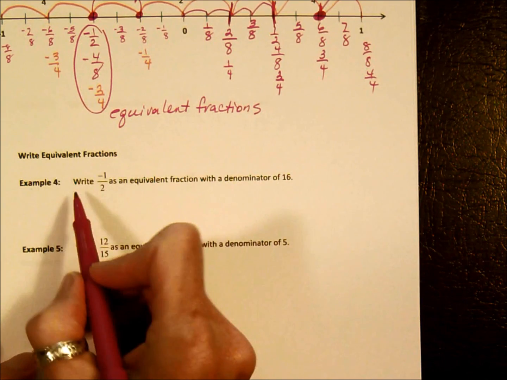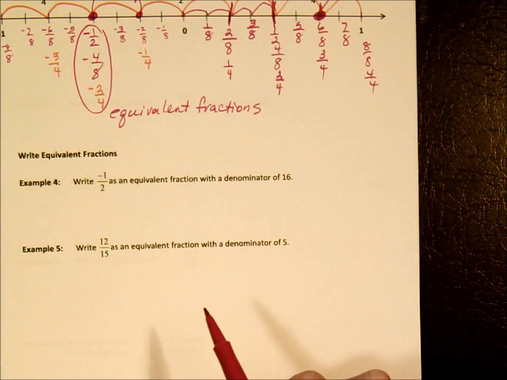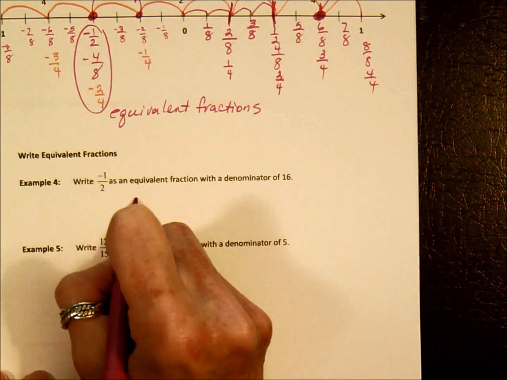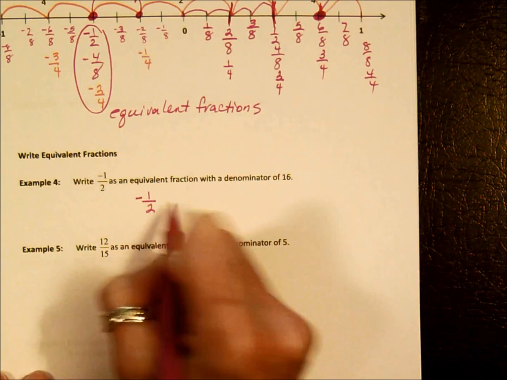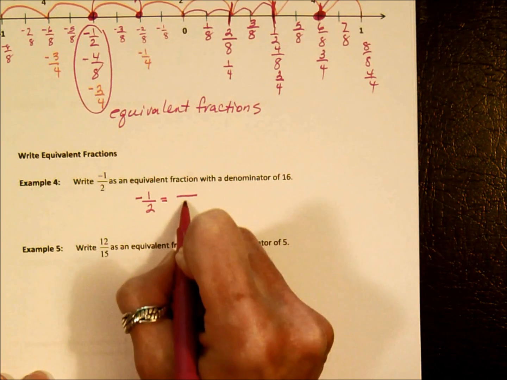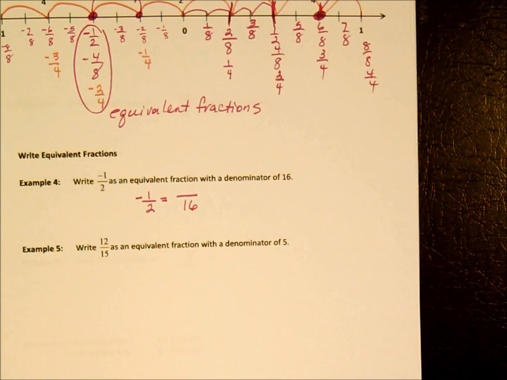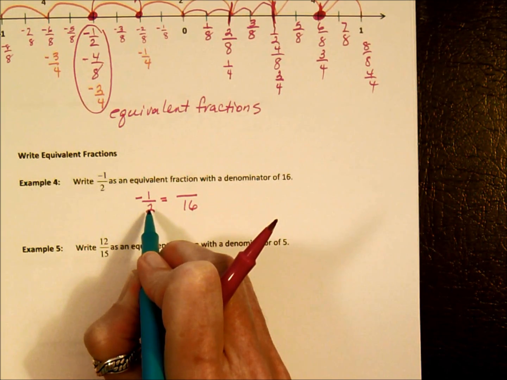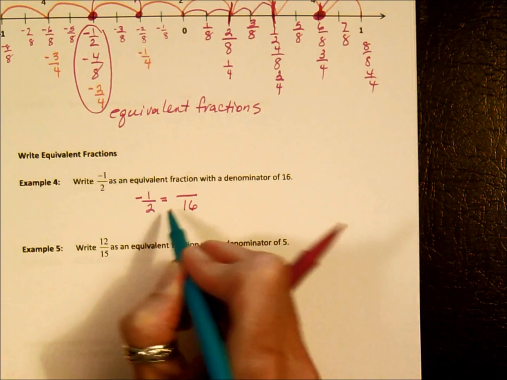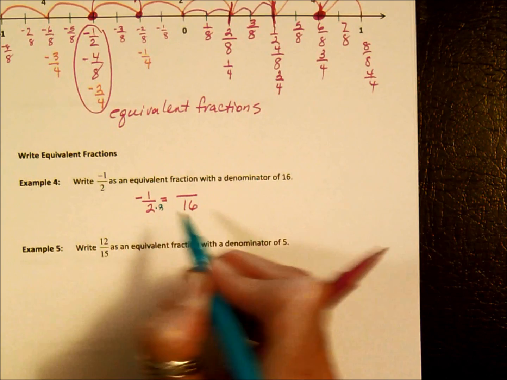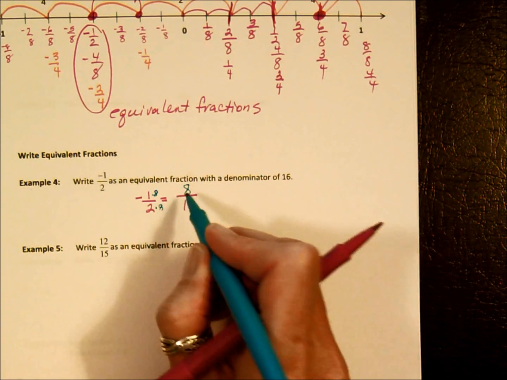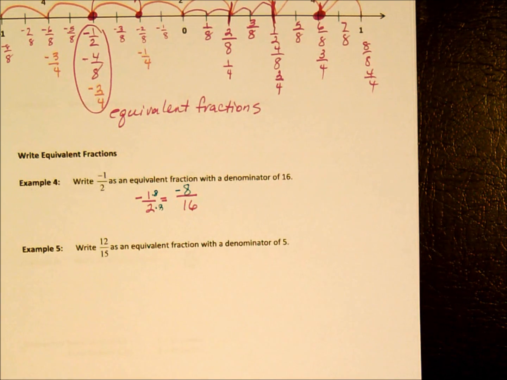So here's what it says. Write -1/2 as an equivalent fraction with a denominator of 16. So we're going to write -1/2 equals, now we want to have a denominator of 16 right here. And what you do is you say, what do you do to the 2 to get a 16? You multiply it by 8. Therefore, you must multiply the numerator by the same thing, which are negative, and you have an equivalent fraction.